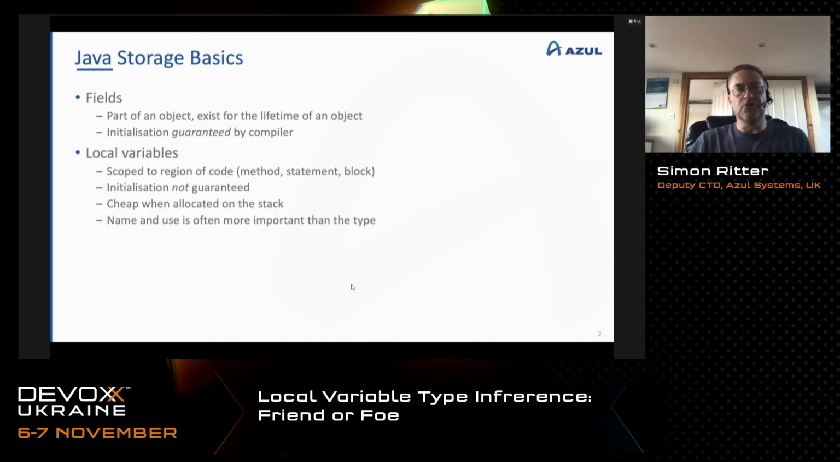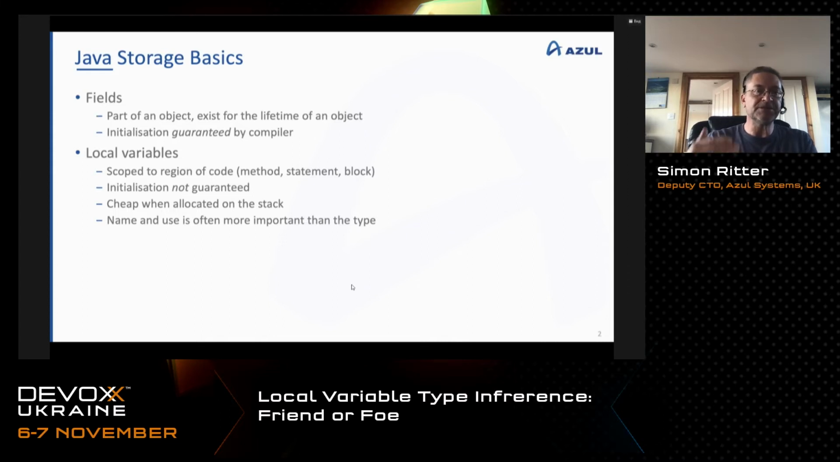The other thing we have, which we use a lot in our methods, are local variables. And these are scoped to a region of code. They could be scoped across the whole method. They could also be scoped within a particular statement or within a block of code, depending on how you create those variables, where you put them. That's going to determine the scope of those variables.